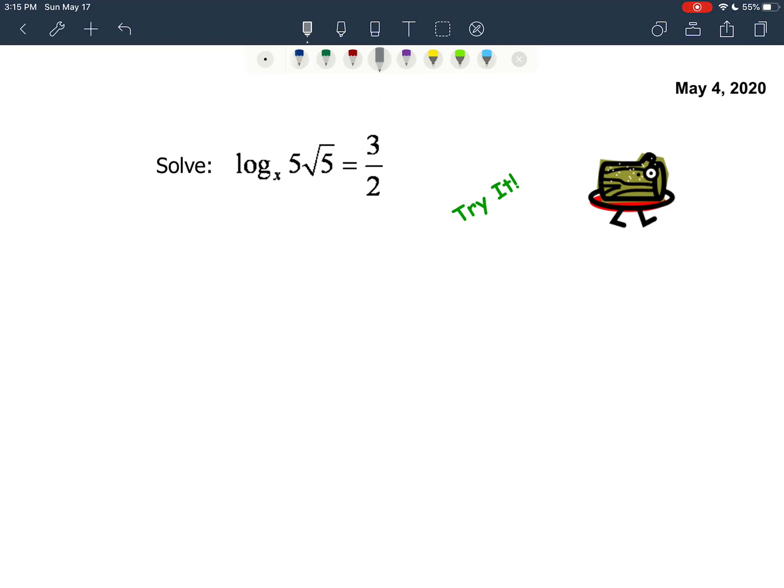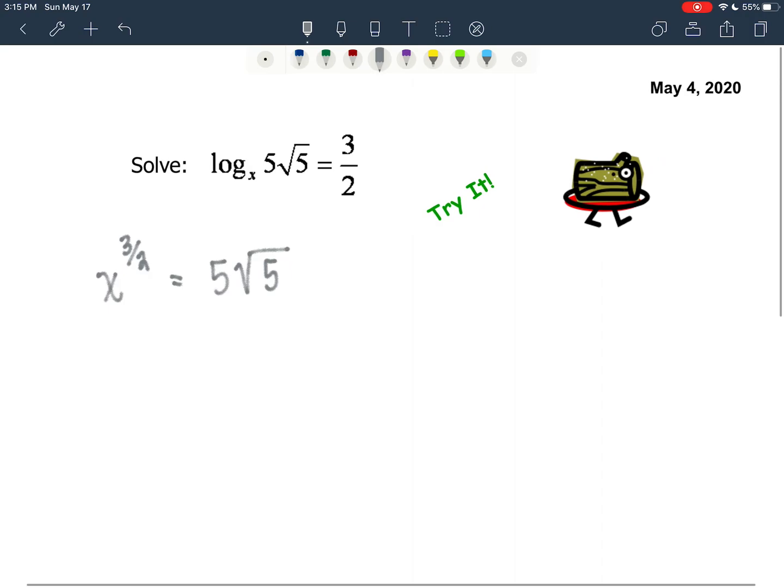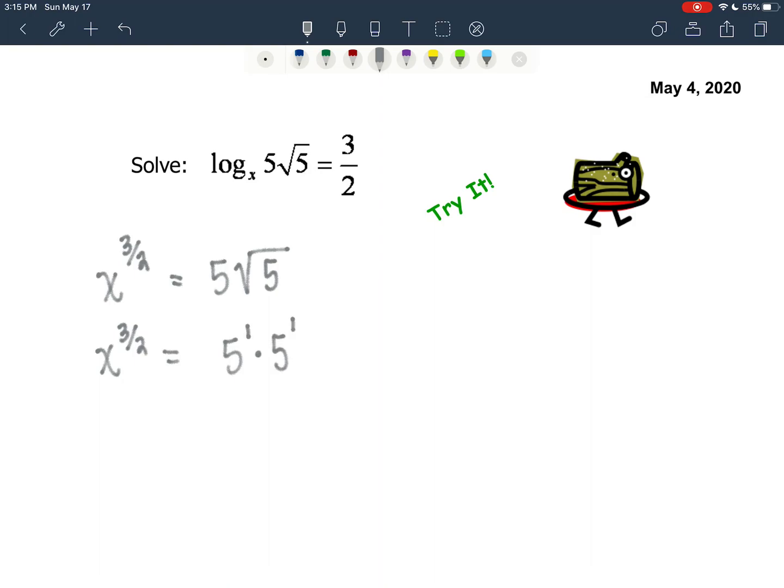Okay, you might have already known how it's done because maybe you tried this one, you said this isn't really too bad because that 5 times the square root of 5 keeps popping up. X to the 3/2 power is equal to 5 times the square root of 5. So you know here what you need to do. x to the 3/2 is equal to 5 to the first times 5 to the 1/2. And 5 to the first times 5 to the 1/2 is 5 to the 3/2. So we have x to the 3/2 equals 5 to the 3/2.